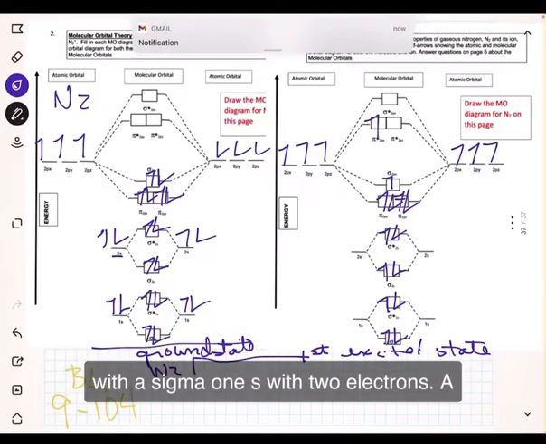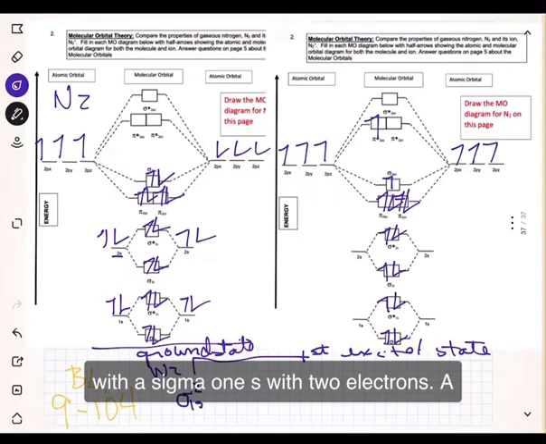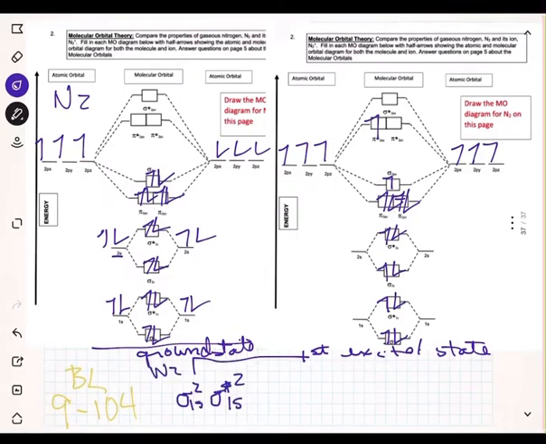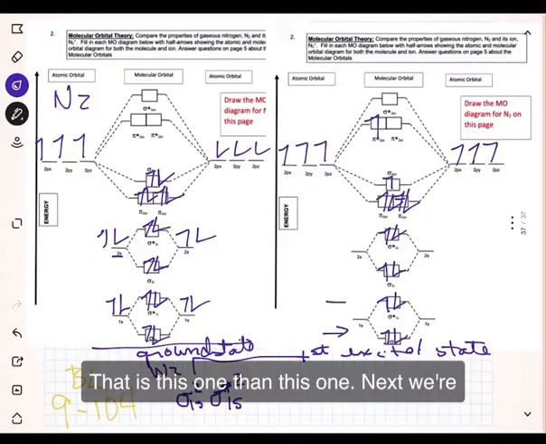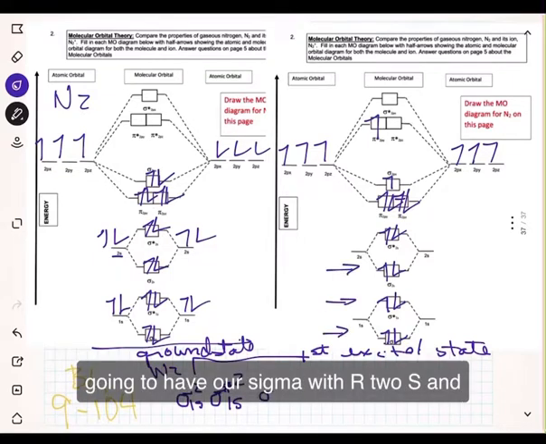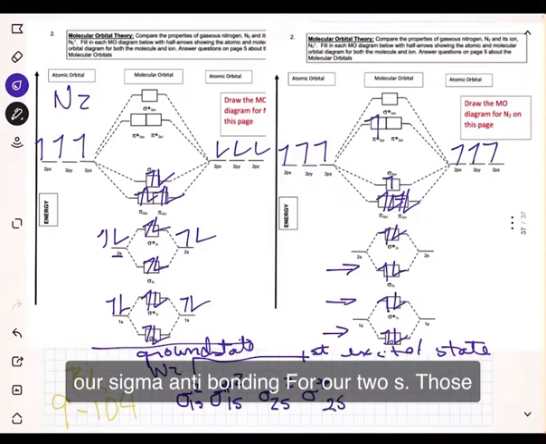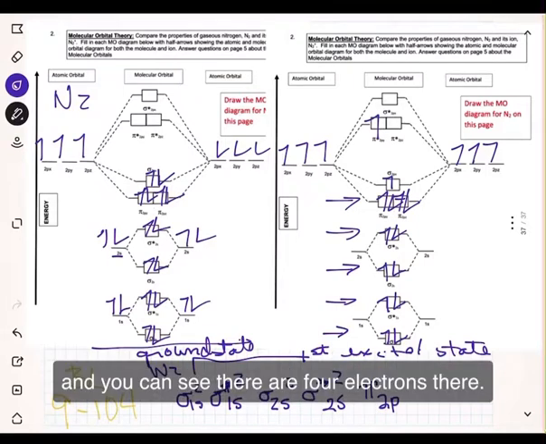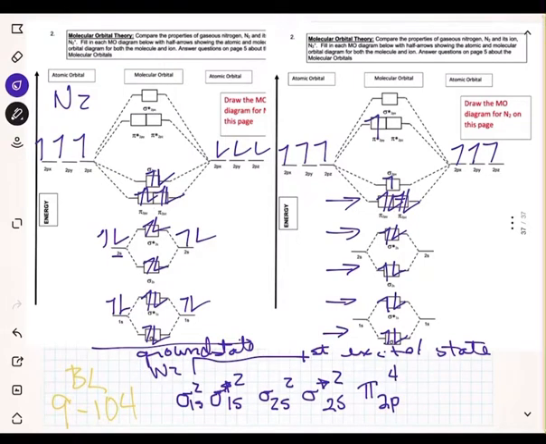We're going to start with a sigma 1s with 2 electrons, a sigma antibonding for 1s with 2 electrons. That is this one, then this one. Next, we're going to have our sigma with our 2s and our sigma antibonding for our 2s. Those are those two. Now we're right here. So we're going to have our pi for our 2p, and you can see there are 4 electrons there. Then next we have our sigma for our 2p.